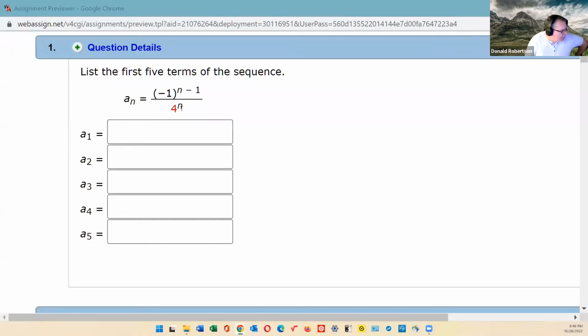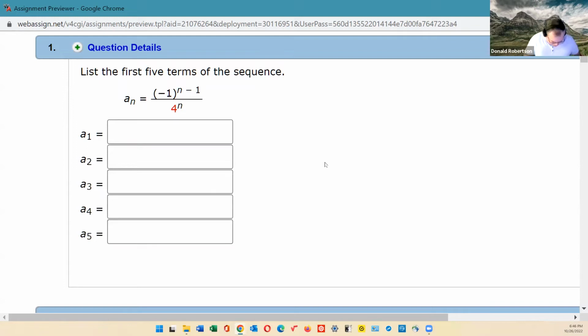So let's spend some time looking at what homework questions would look like. Try and make this a little bit bigger. Okay, I'm ready. Let's see. Right, here is the formula. Find the first 5 numbers.